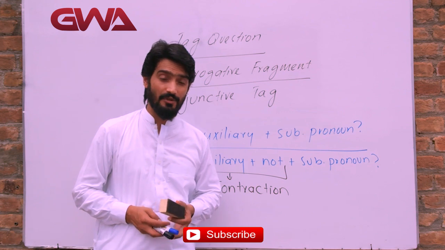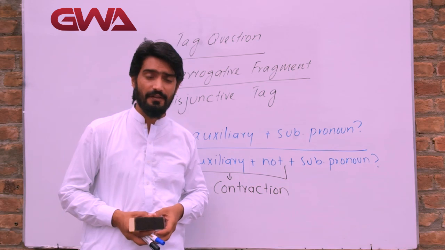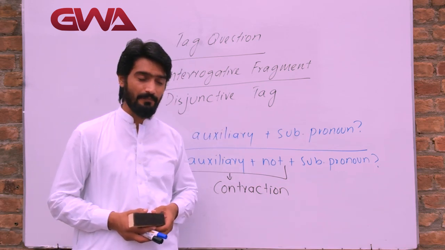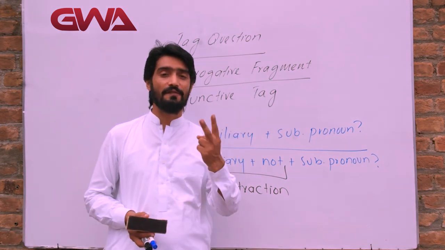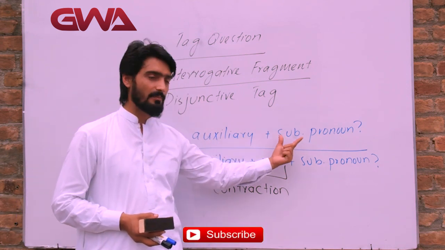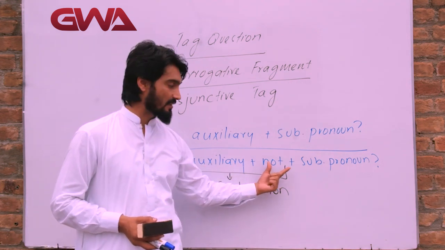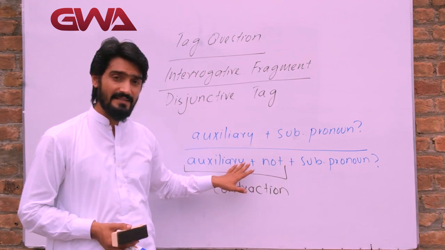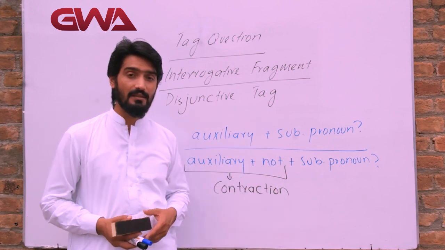Let's start tag question. Tag question can also be called interrogative fragment or disjunctive tag. The structure of tag question. Tag question is made of 2 or 3 words. In a positive way, auxiliary plus subject pronoun, and in a negative way, auxiliary plus not plus subject pronoun. Now remember one thing, when tag question is negative, we will use the contraction form of auxiliary plus not.